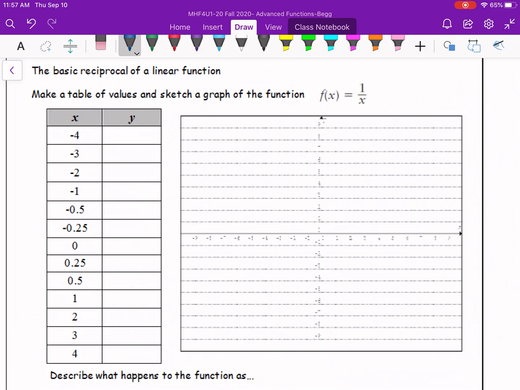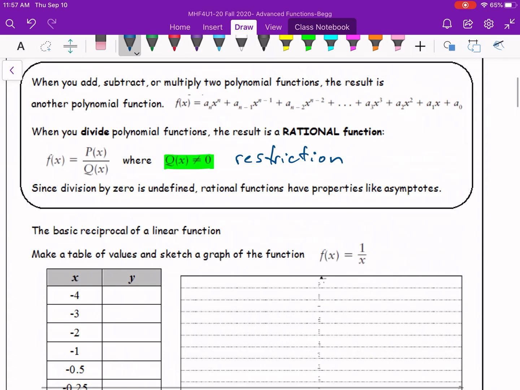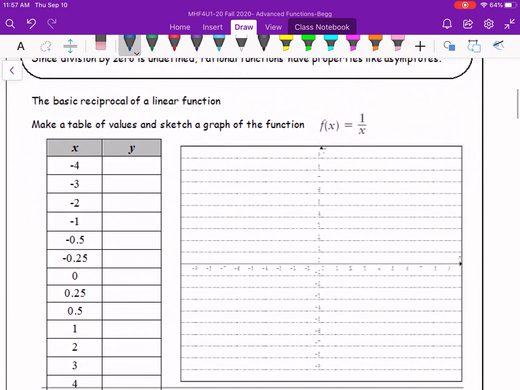So let's look at the basic reciprocal of a linear function. So again, I talked about rational functions. That's one type of function where you have a polynomial over another polynomial. A reciprocal function is something that's related because it's definitely a fraction, but it's usually just going to have a 1 on the top or some constant number. So reciprocal just means flipping something upside down.